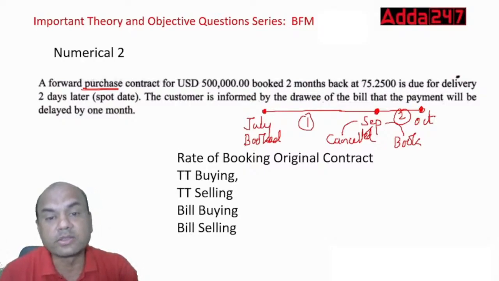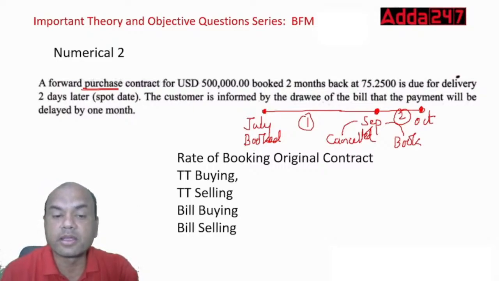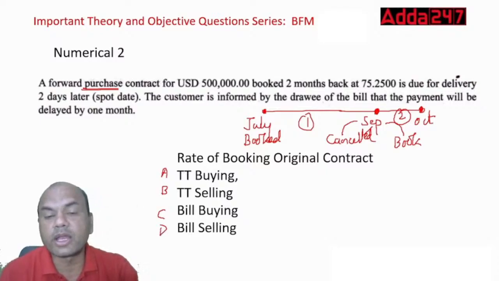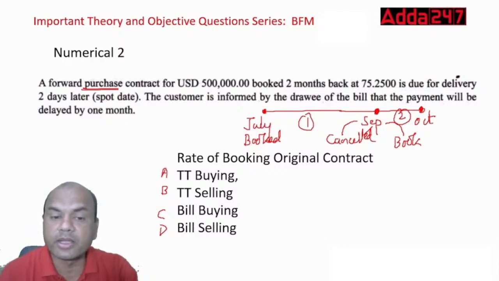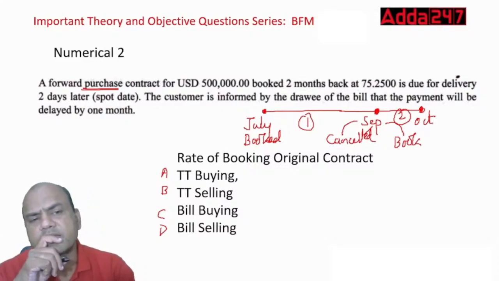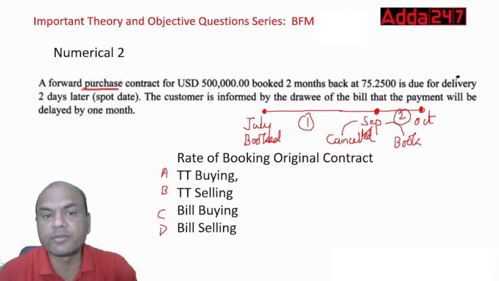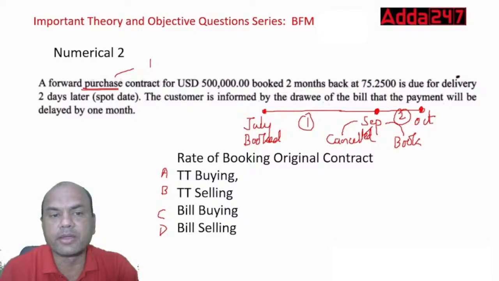Okay. Now let's look at it. So rate of booking of the original contract, means when it was booked in July, at what rate was it booked? Let's consider this ABCD. A, B, C and D. So now when the contract was booked in July, at what rate was the contract booked? TT buying, TT selling, bill buying or bill selling? What do you think? Purchase contract. Purchase means what? It will be buying. Purchase means buying. Buy.